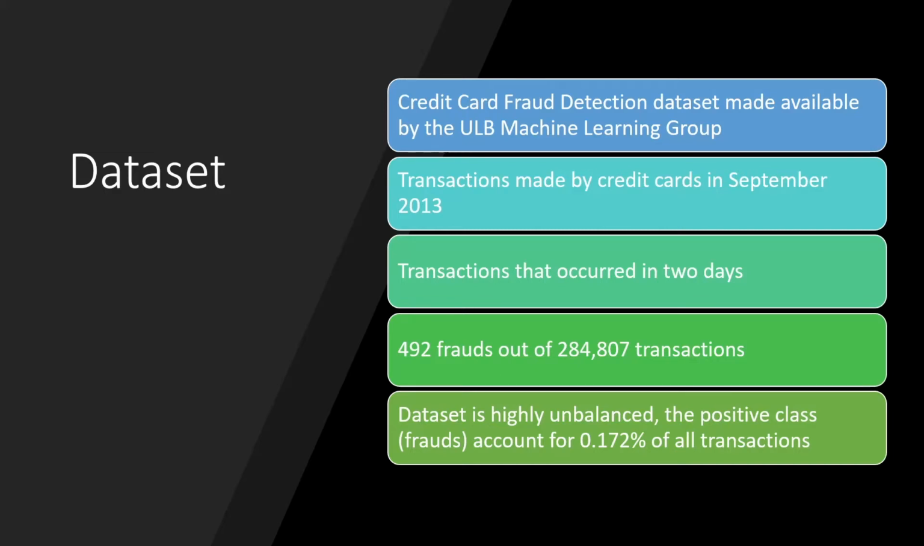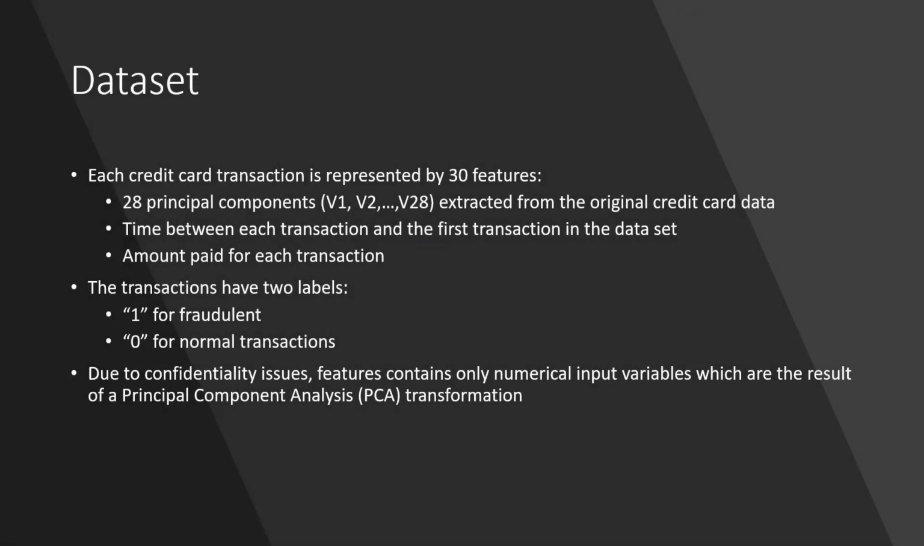So you can see what I was talking about. We have only about 400 frauds, and there are more than 250,000 transactions. And this, as I mentioned, is highly unbalanced. The positive class, which is what we want to detect, the fraud, is 0.172% of all transactions, and that's obviously a challenge.